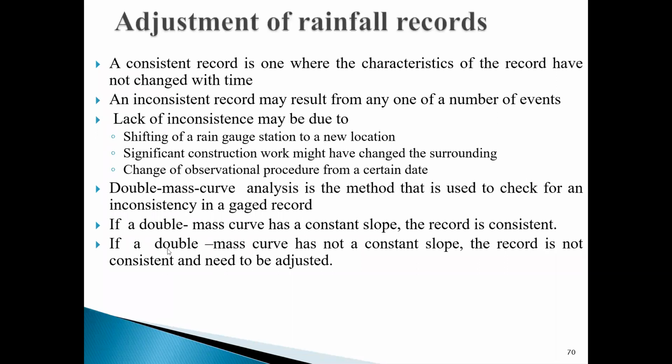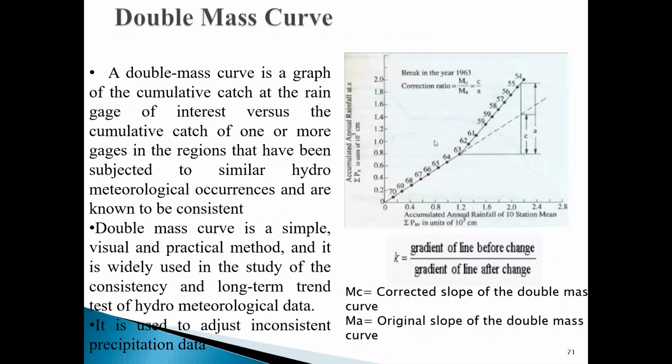Now, let us discuss what this double mass curve is. Here, a double mass curve is a graph of cumulative depth or cumulative catch at the rain gauge of interest versus the cumulative catch of one or more gauges in the region that have been subjected to similar hydrometeorological occurrences and are known to be consistent.